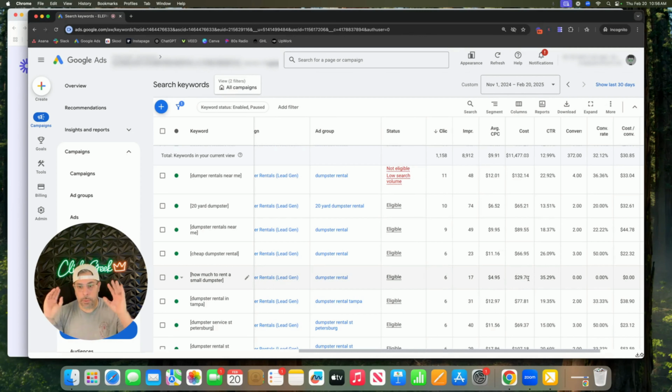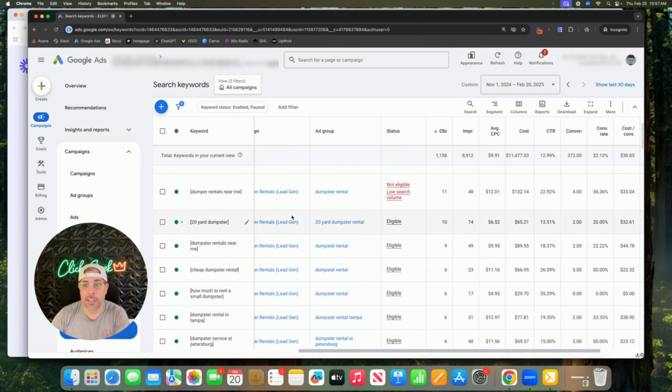So prong number one, pause keywords that have a really high CPL, pause keywords that are getting a lot of clicks. Either they got 12 or 15 clicks plus and there's no conversions, pause them. They're dead weight. They're wasting money and dragging up your overall CPL for the campaign. So that's how you do piece one.